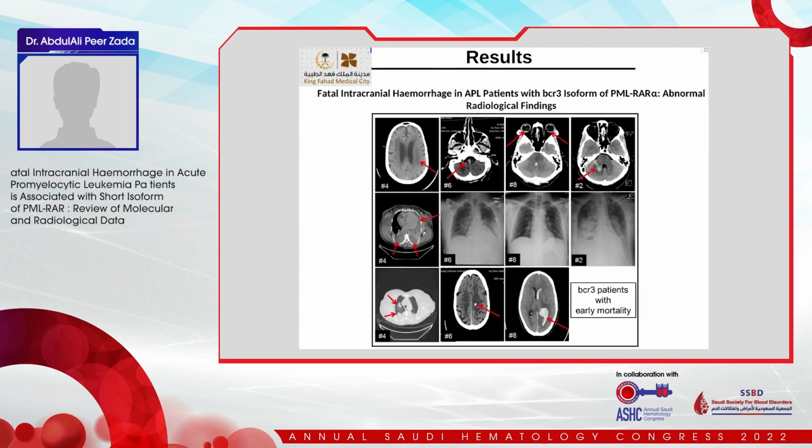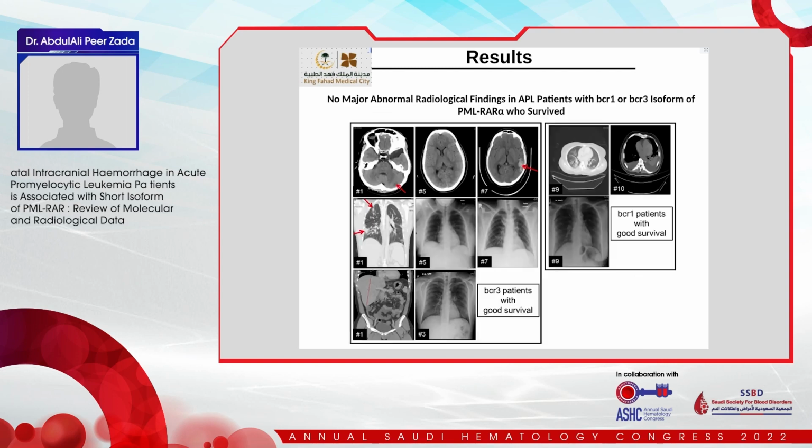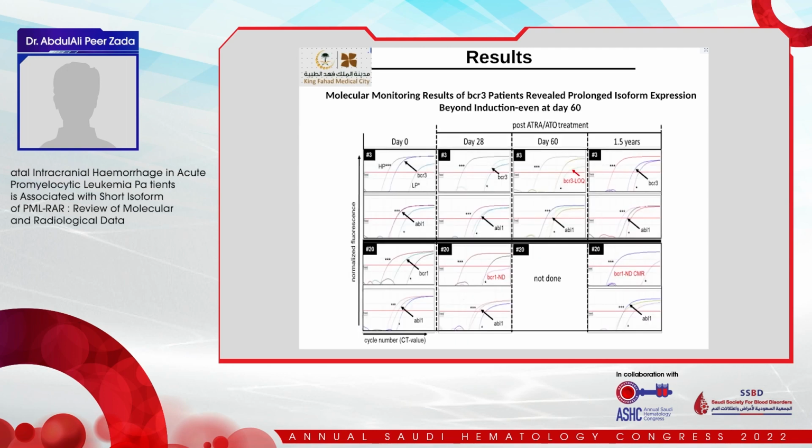Next, please. Yes, I will go quickly. These results show the radiological data of our patients. What we observed was that patients with the BCR3 isoform of PML-RARA had intracranial hemorrhage, as you can see with the arrows here. This was not found in patients with the BCR1 isoform. Next, please. Molecular monitoring results also showed that BCR3 patients have prolonged isoform expression.